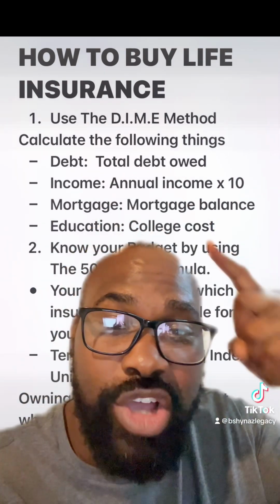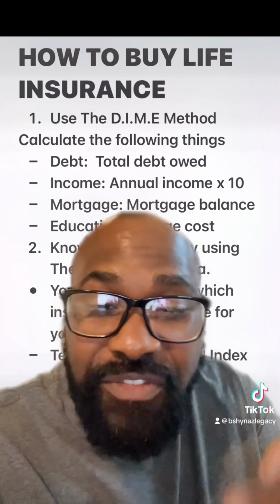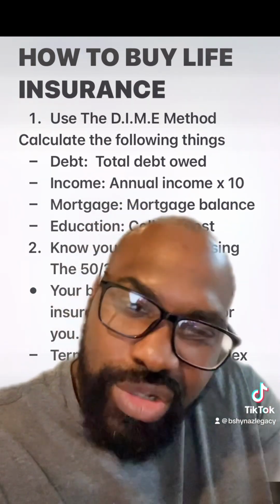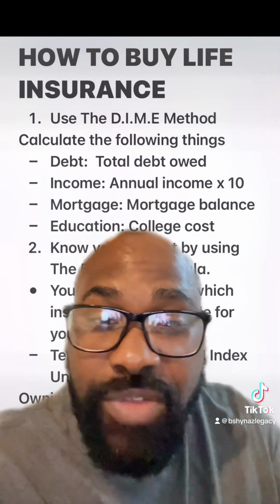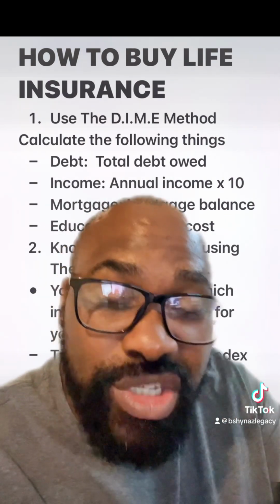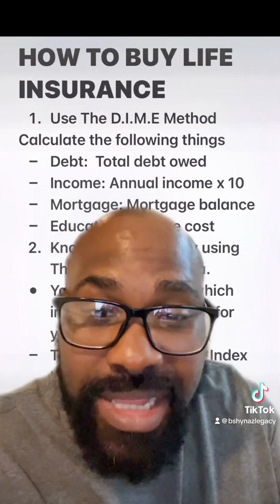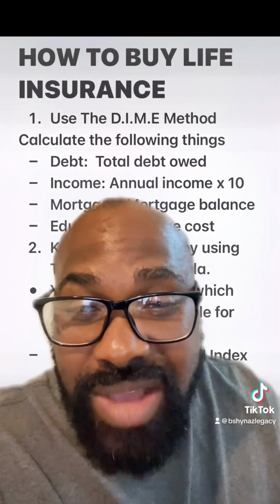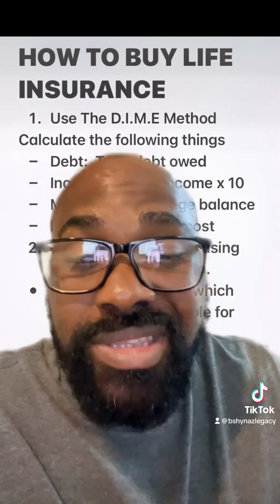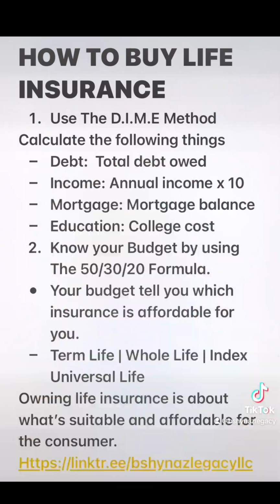Then you're going to think about the cost of college tuition per child. As you know, the average tuition is about $50,000 a year, so college is going to run you about $200,000 per child. So when you add up the $50,000 in debt, $500,000 for income replacement, and let's say you have a $400,000 balance on your mortgage, and you have one child you have to plan for college, that's another $200,000. So this person would need about $1,150,000 in life insurance coverage.